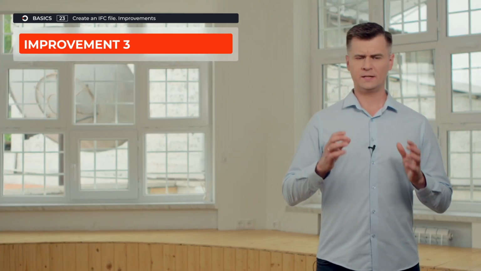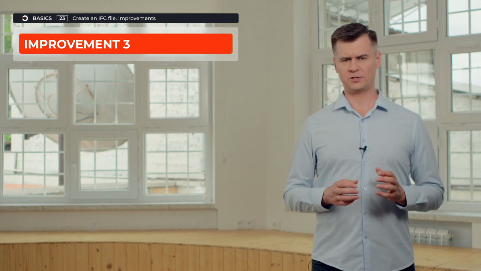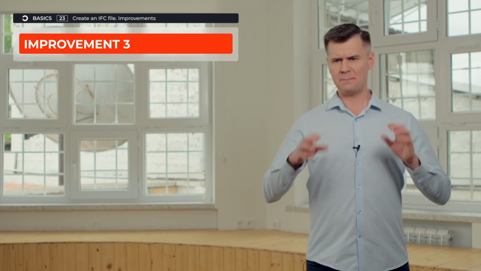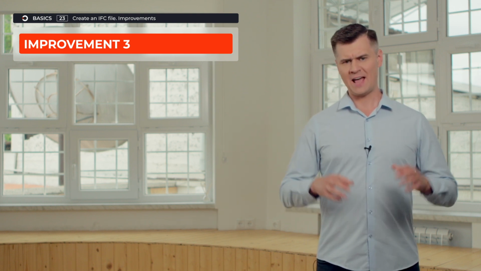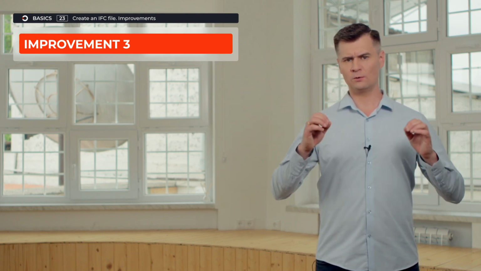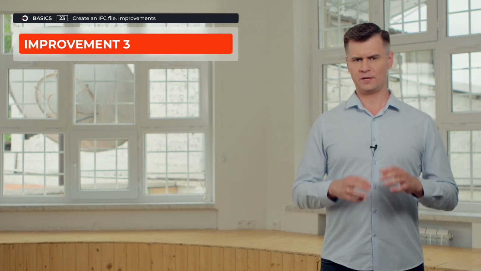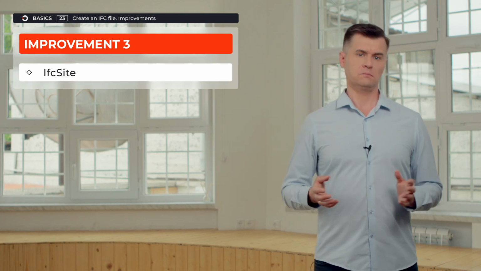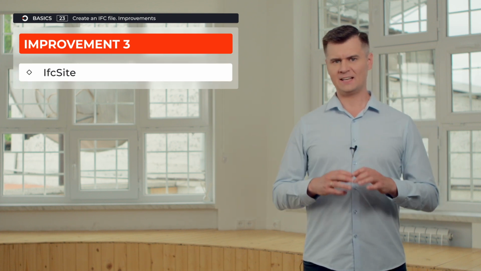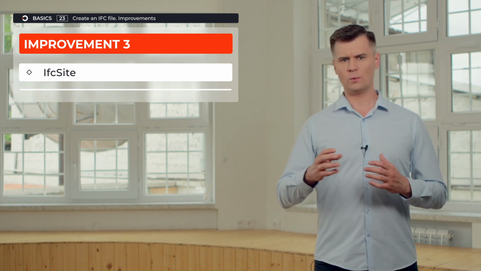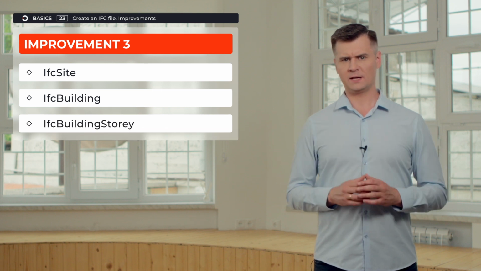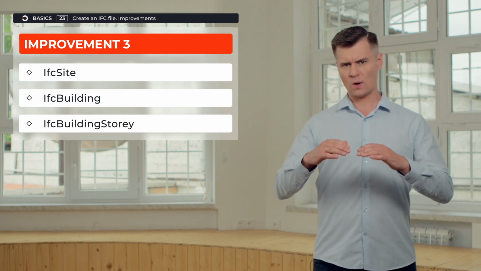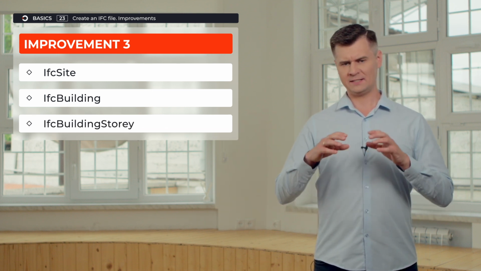Next, we need to improve the spatial structure. As we said before, placing the column directly into the project is not a good practice, and the proper spatial structure would look like the following. Project contains site, one or probably multiple. The site contains building, again one or multiple. Building contains building stories, most likely multiple building stories, and one of the building stories contains our column.